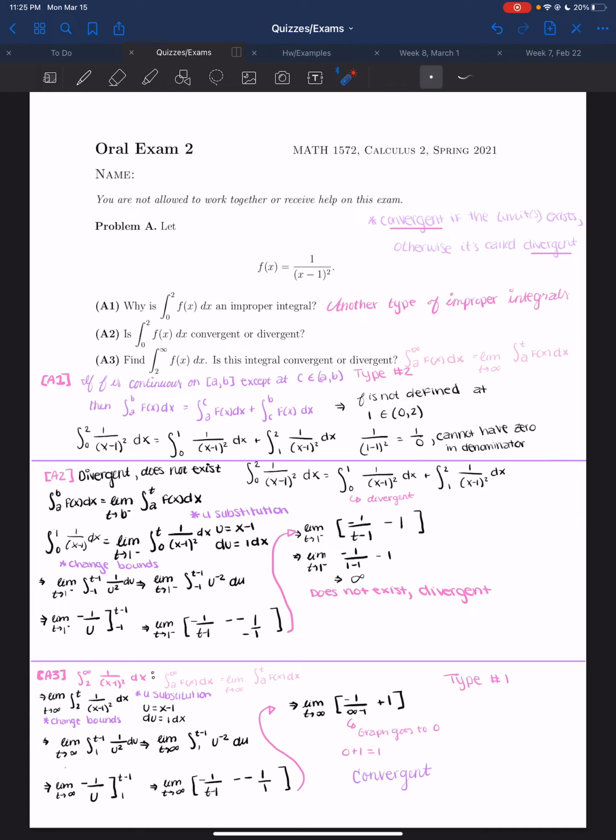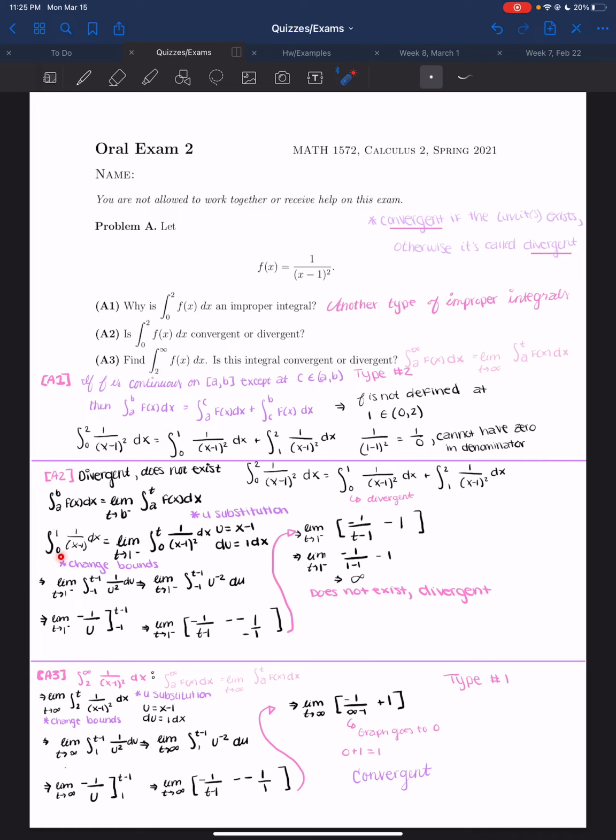Okay, so now number 2 asks why the integral of 0 to 2 f of x is convergent or divergent. So note that if it's convergent, the limit exists, otherwise it is called divergent. So we're going to have this formula right here. The integral of a to b f of x dx equals the limit as t goes to b from the left of the integral of a to t f of x dx. So we're going to be working with this integral here.